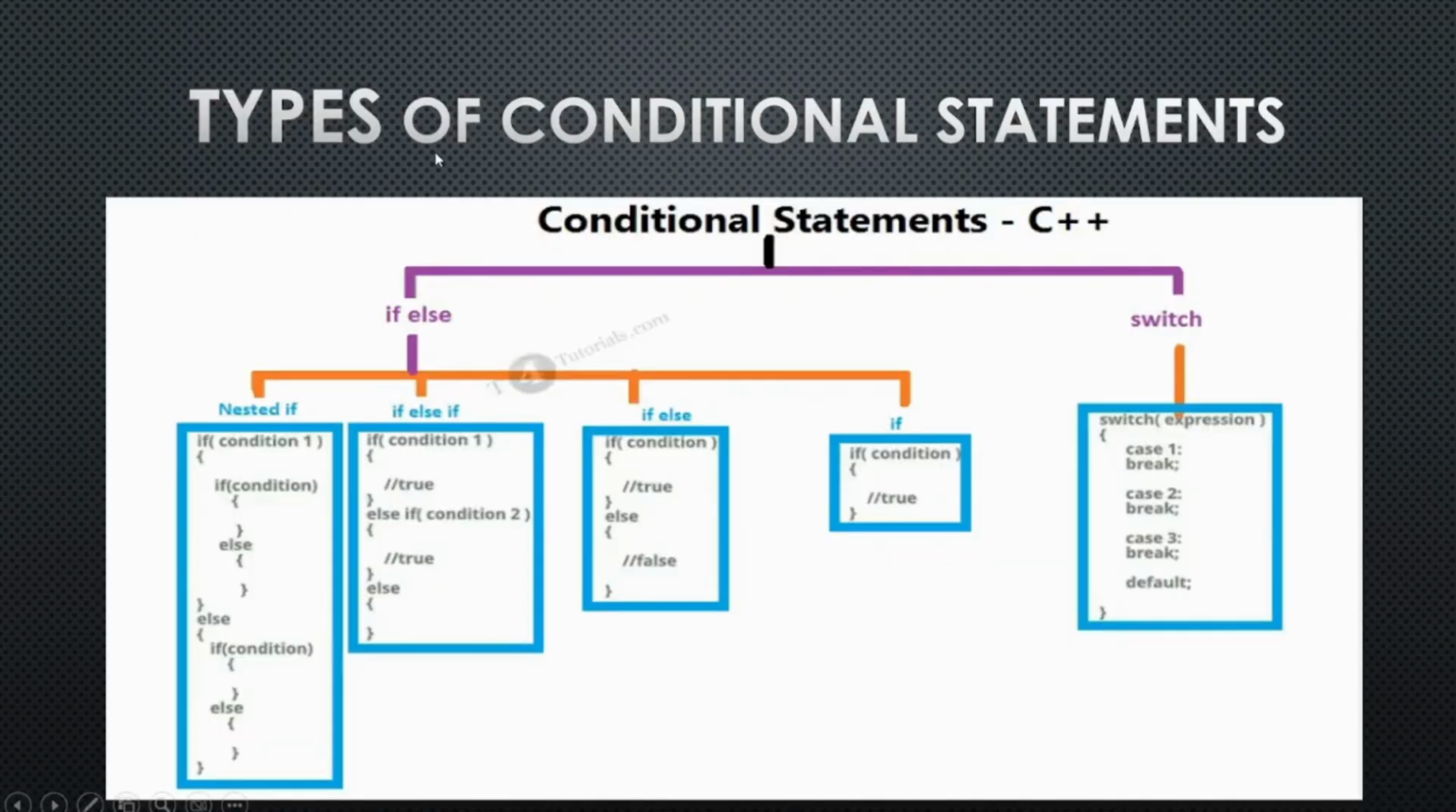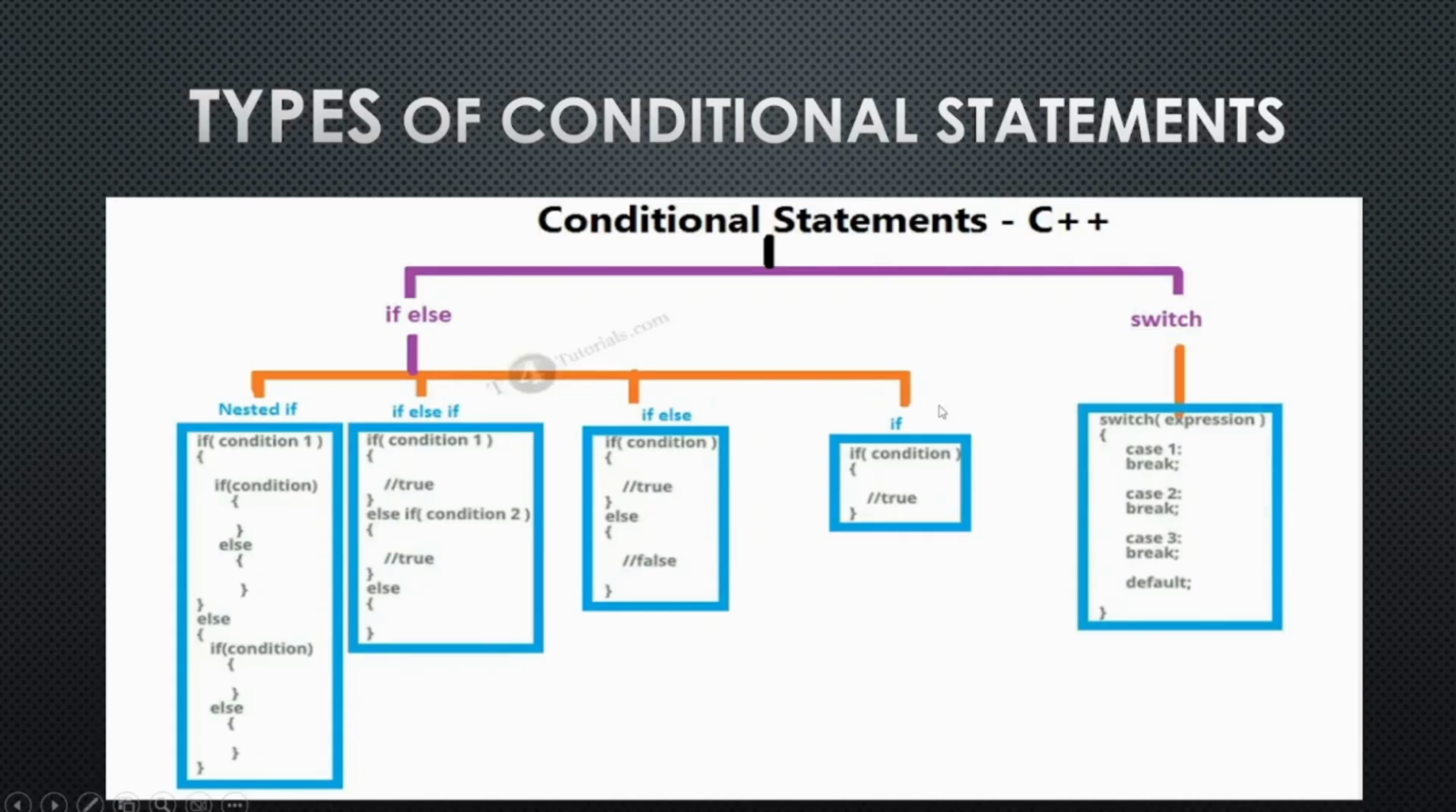First of all, we will see the types of conditional statements. There are two major types which we have to study. The first one is the if-else statement and the other one is the switch statement. The if-else statement is further divided into four types: if, if-else, else-if, and nested if. One by one we will understand all four types of if-else statement, and then we will move towards the switch statement.